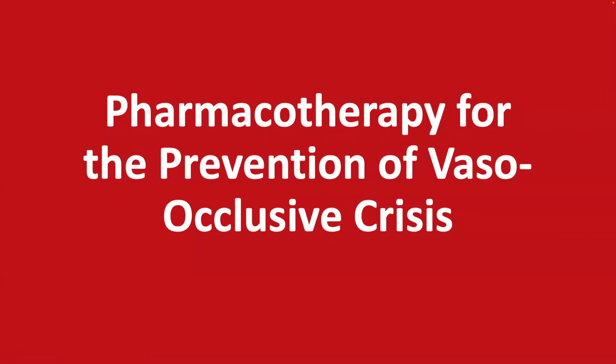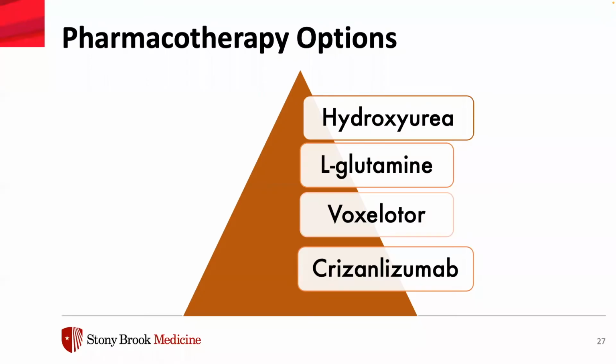So the incidence of acute pain episodes cannot be prevented completely, but there are certain therapies that can be helpful in minimizing the frequency or intensity of the pain. These are different therapies that have come out over the years. More familiar, we have hydroxyurea listed here, as well as glutamine, voxelotor, and crizanlizumab.